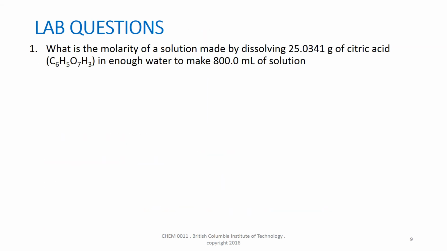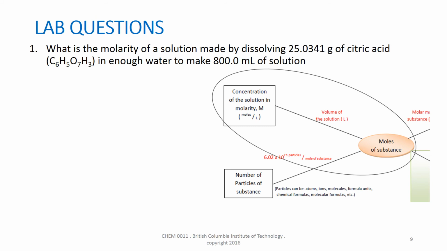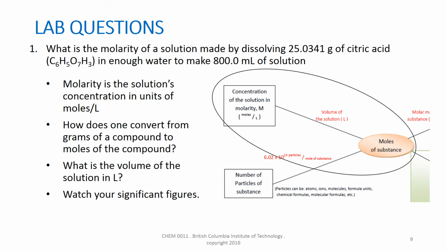The first lab question has to do with the calculation of the concentration of a solution when a certain mass of a compound is dissolved in a given volume. The expanded roadmap for the mole mass volume particles calculation is a useful place to start. Molarity is the solution's concentration in units of moles per liter, so the mass of compound in grams needs to be converted into the moles of the compound. The molar mass of the compound is the conversion factor needed for this calculation. The volume of the solution must be expressed in liters. Then the molarity is the moles of the compound divided by the volume of the solution. Remember to keep track of significant figures.